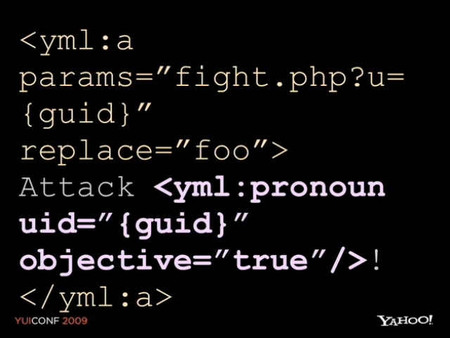And an even better way to make this attack link: now that you have the GUID for some social data, this shows how YML can be used as a really great shortcut for putting in social information. In this case, if my friend was female, then it would say attack her, or maybe attack him, by using the objective attribute set to true.